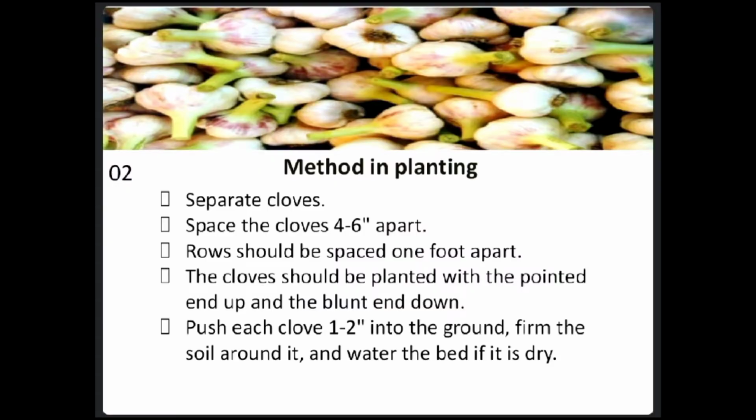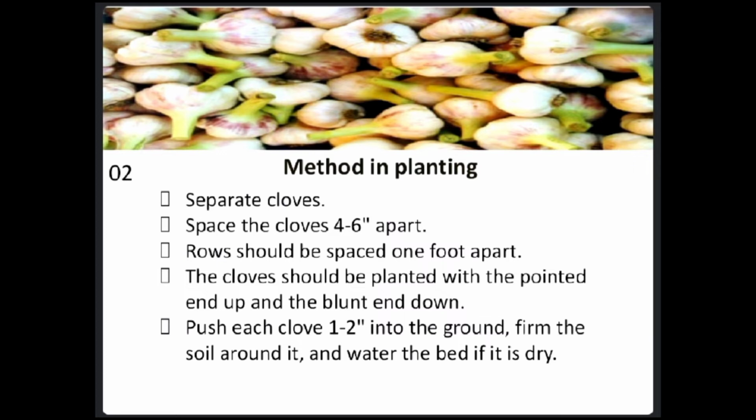Method of planting and mulching. How do they plant? Planting garlic is relatively simple. Separate cloves. Space the cloves 4 to 6 inches apart. Rows should be spaced 1 foot apart. The cloves should be planted with the pointed end up and the root end down. Push each clove 1 to 2 inches into the ground. Firm the soil around it and water the bed if it is dry.